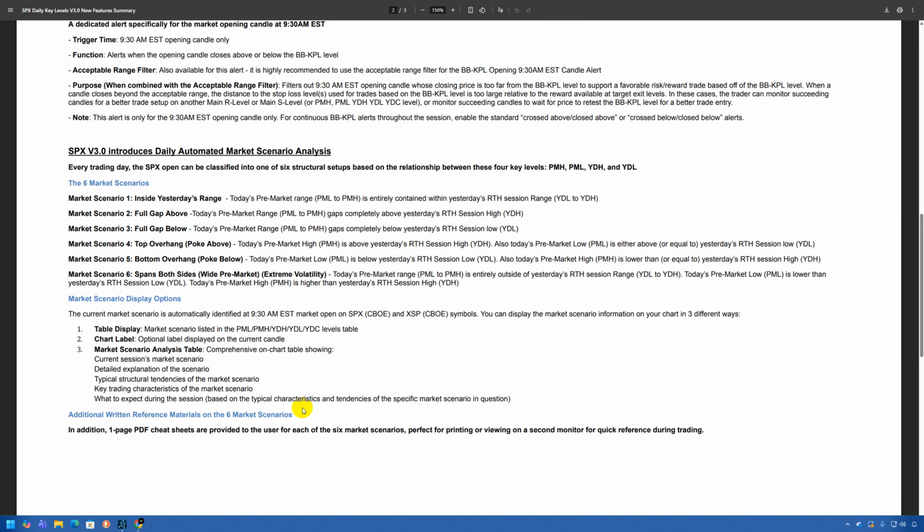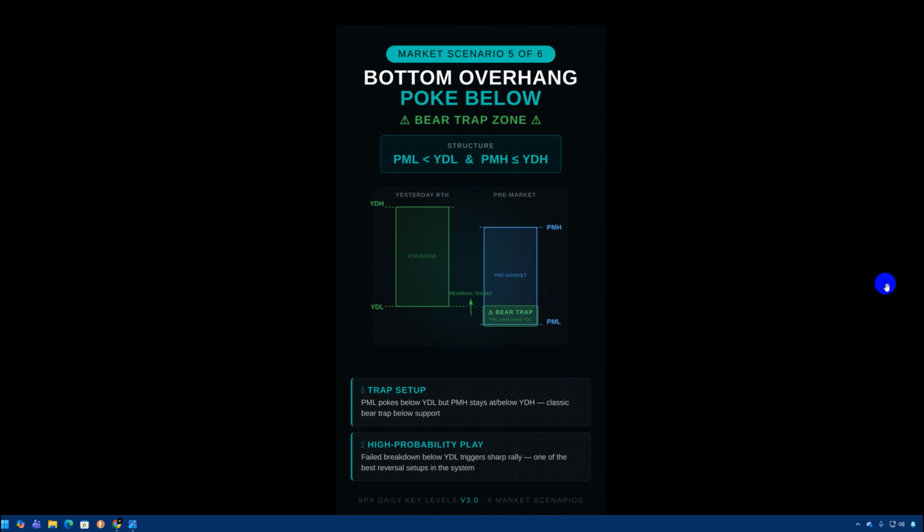Market scenario 5, bottom overhang, poke below. Today's pre-market low, the PML, is below yesterday's RTH session low, YDL. Also, today's pre-market high is lower than or equal to yesterday's RTH session high, YDH. Okay, so here's a graphic representation of market scenario 5, bottom overhang, poke below.